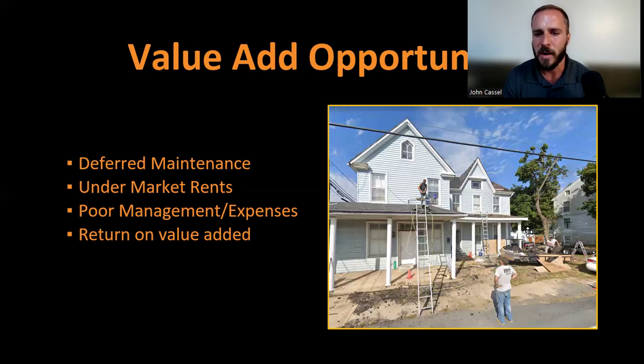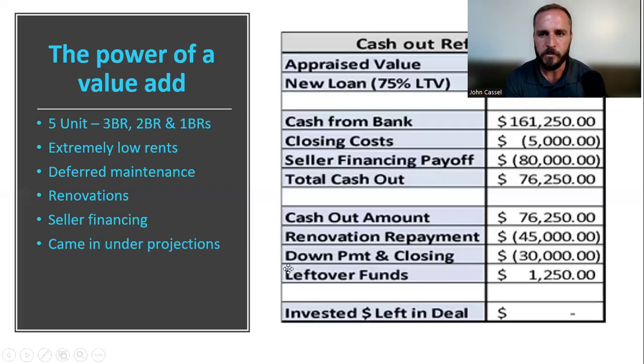So this is a picture here of a 5-unit property that I bought. We had to redo the porches there. So those are the guys redoing the porches. They were about to fall through. Lots of low rents at this place. Lots of deferred maintenance. So it kind of checked all the boxes. It was run by an old landlord that was just kind of ready to get out. He wasn't fixing anything. So it just kind of checked all the boxes and ended up being a great property for us.